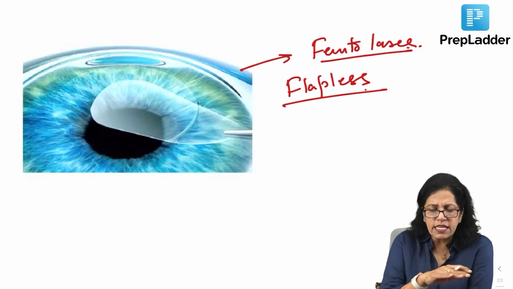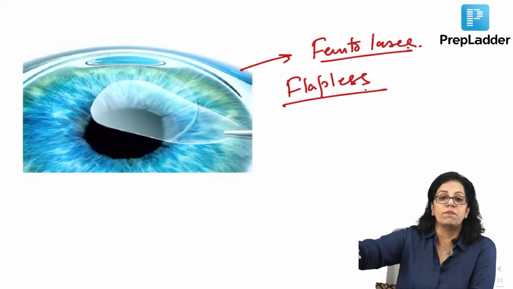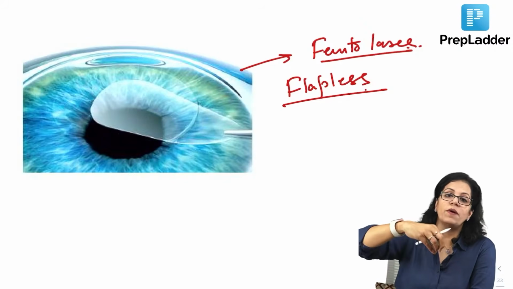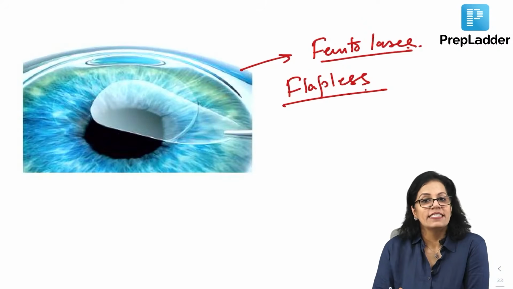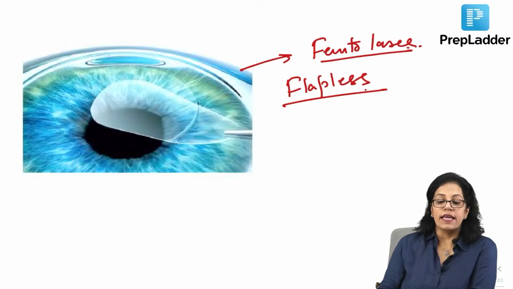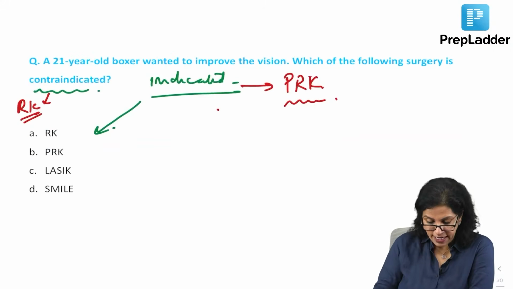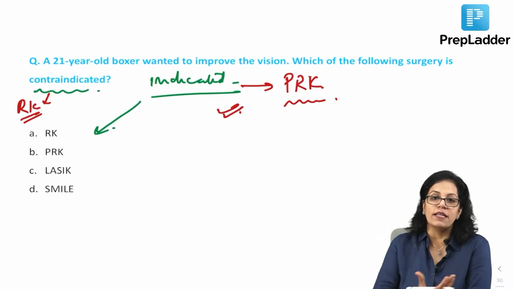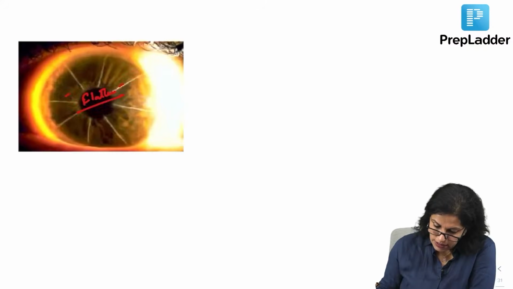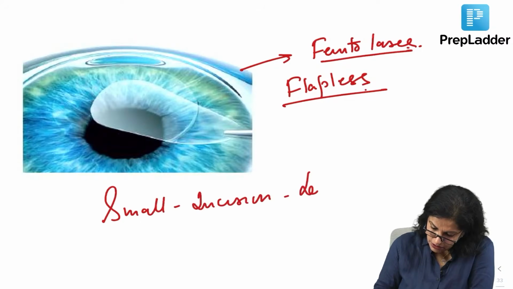In PRK, we are not doing anything with the stroma as such, except that we are first removing the epithelium, dealing with the superficial stroma to sculpt it, and then bandaging the eye, and the epithelium grows over it. So, if SMILE and PRK are given, we should answer PRK as the choice of indication for contact sports. If PRK is not given, you can answer SMILE, because SMILE is also a flapless surgery. SMILE stands for small incision lenticule extraction.